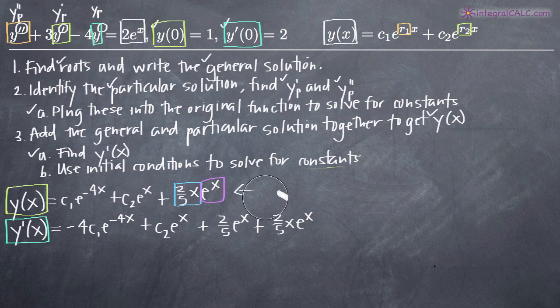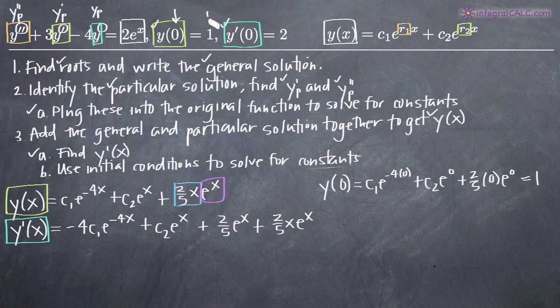So over here, let's erase this. Over here, we'll get y of 0, we'll plug in 0 for x, is going to be equal to c sub 1 e to the negative 4 times 0 plus c sub 2 e to the 0 plus 2/5 times 0 e to the 0, and that's all going to be equal to 1. That's what our initial condition tells us. We plug in 0 for x, and whatever we get is going to be equal to 1. So we set that equal to 1.